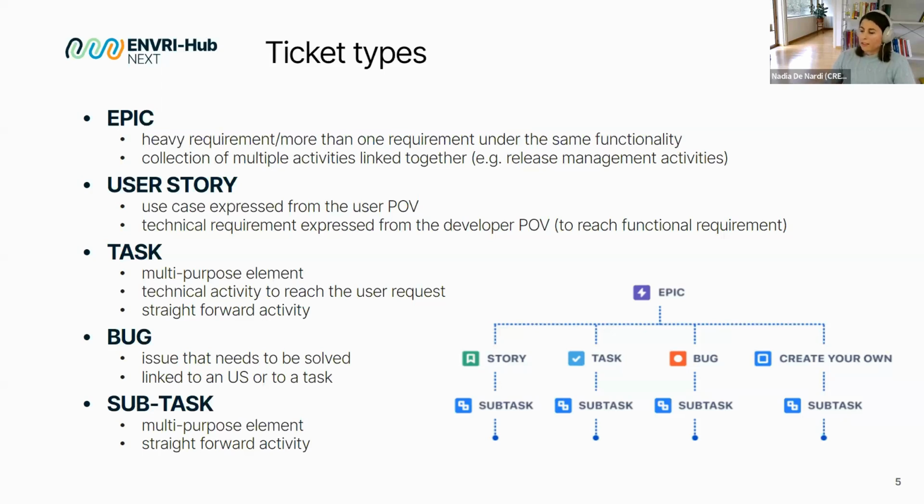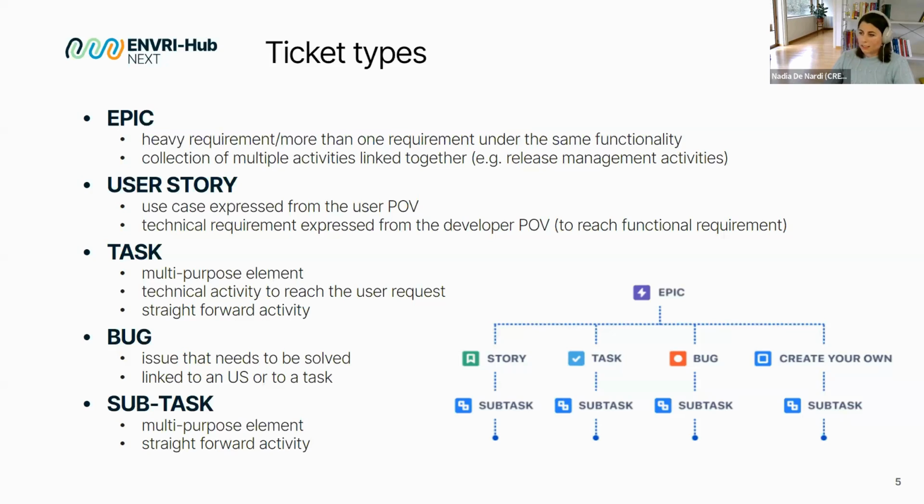Okay. Then we have the user story. The user story contains, let me say, a use case expressed from the user point of view, so a high level use case, or also a technical requirement expressed from the developer point of view. So it's a more technical description, okay?